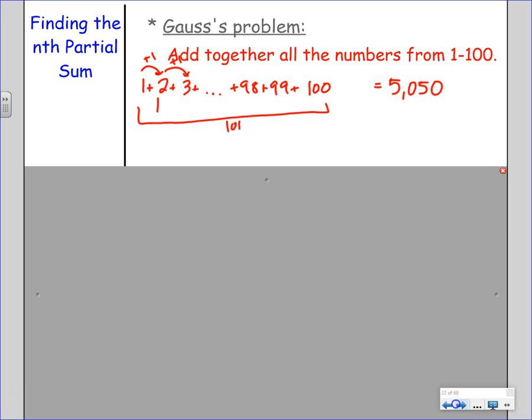What happens if you add up 2 and 99? What happens if you add up 3 and 98? What's going to happen to every pair of numbers as you narrow down the problem? How many 101s were there? 50. What do you end up getting when you multiply 101 by 50?